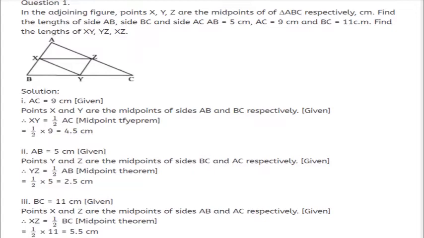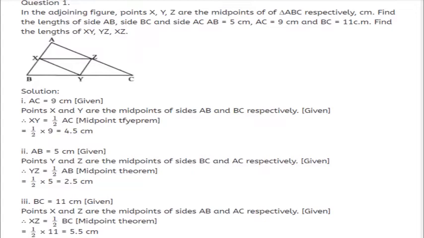Points X, Y, Z are the midpoints of side AB, side BC and side AC of triangle ABC respectively. AB is equal to 5 centimeters, AC is equal to 9 centimeters and BC is equal to 11 centimeters. Find the length of XY, YZ and XZ. Now look at the figure. Figure 5.38 is given in your book. So now see the solution.